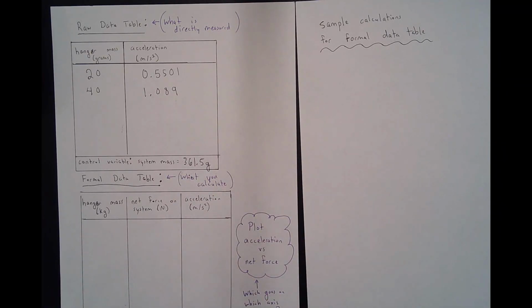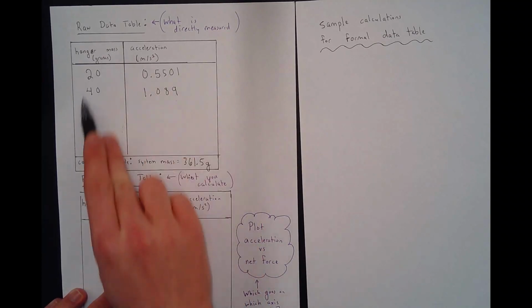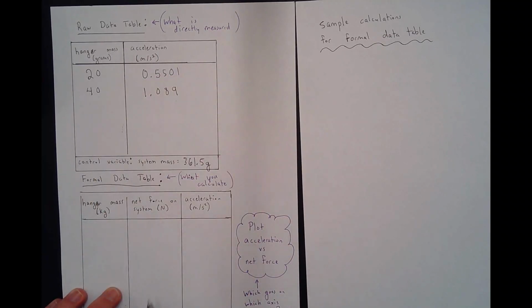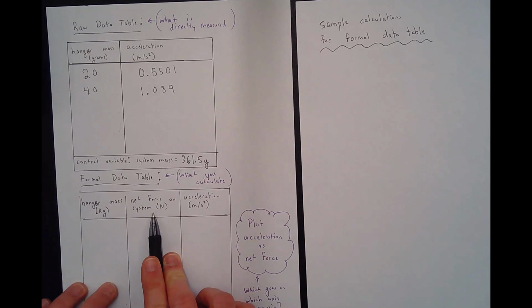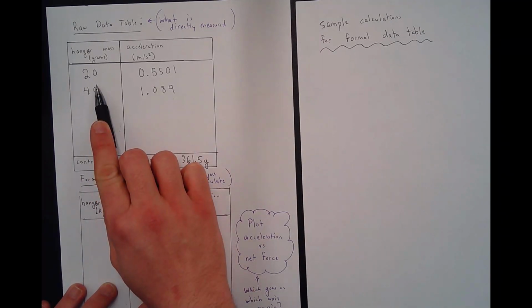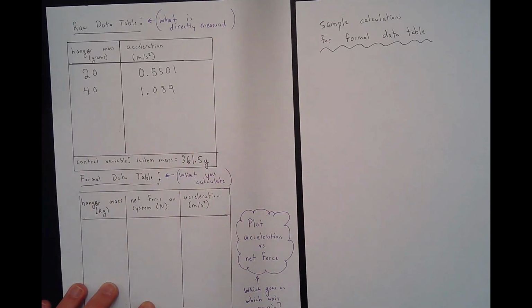In this video, I'll be showing you how to go from the raw data, the data that you measured, to a formal data table where we calculate values that we are interested in. In particular, we're interested in the net force exerted on the system, which can be computed from our hanger mass.